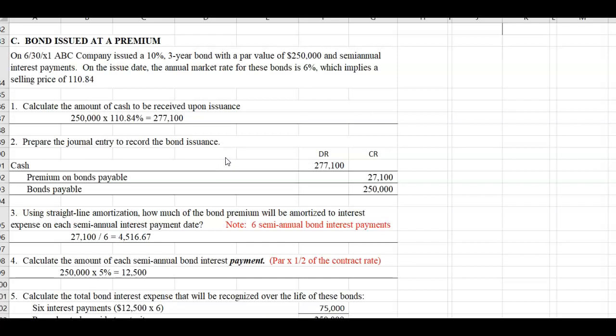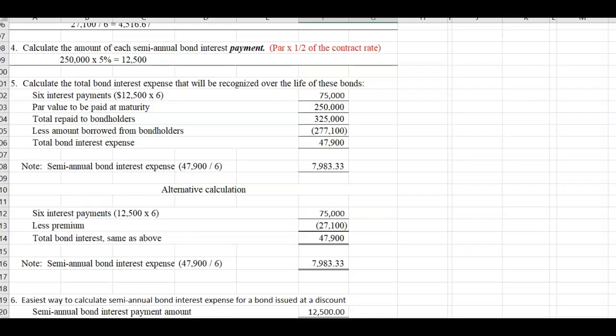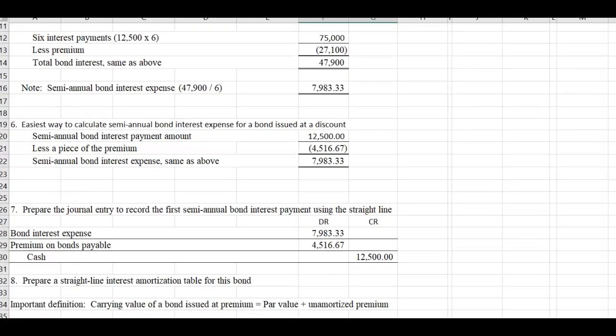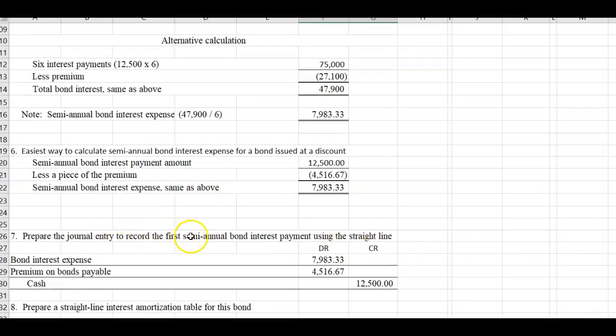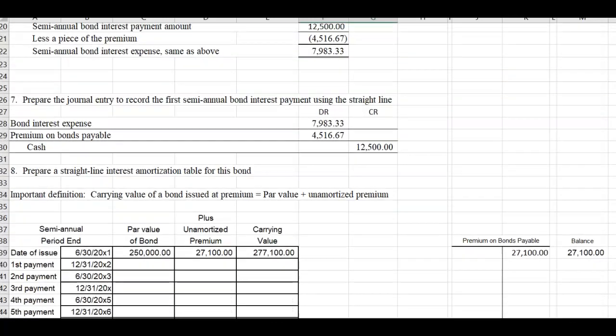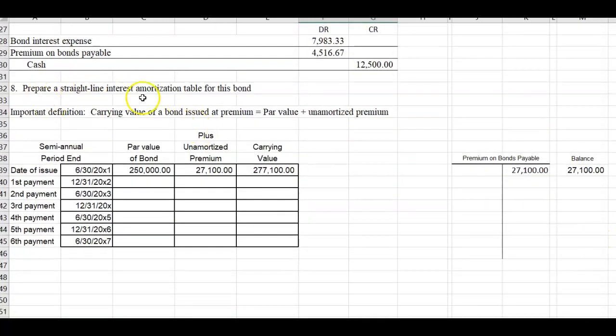In our last video, we were working on the bond that was issued at a premium, and we got all the way through number 7, where we prepared the journal entry for the first semi-annual interest payment for this bond issued at a premium using the straight line amortization method. We need to pick up at number 8 and prepare a straight line amortization table for this bond.